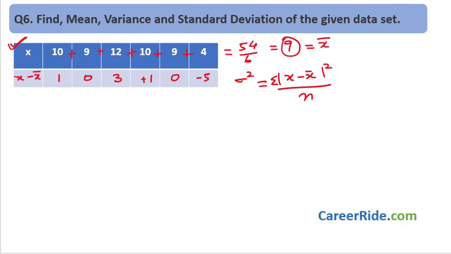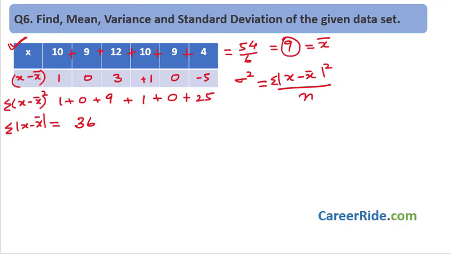Right. Next I have to square this thing. So what does that give me? This gives me 1, 0, 9, 1, 0 and this is 5 5s are 25, right? So summation of all this gives me what? Summation of all this is sigma, right? So this is equal to 10, 11, this is equal to 36. So sigma mod x minus x bar square is equal to 36. When you take a mod of something, you take the positive value. That is what it just means, nothing else. So this is the value of x minus x bar mod, the whole square.